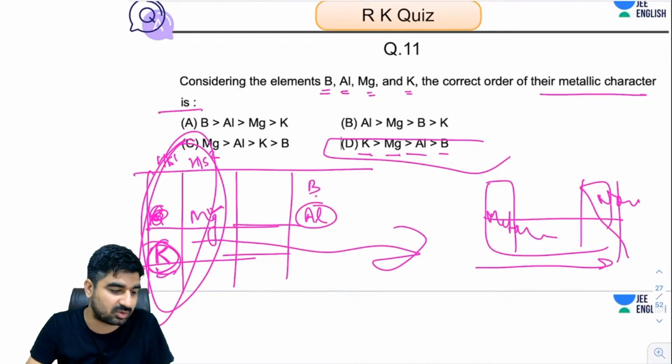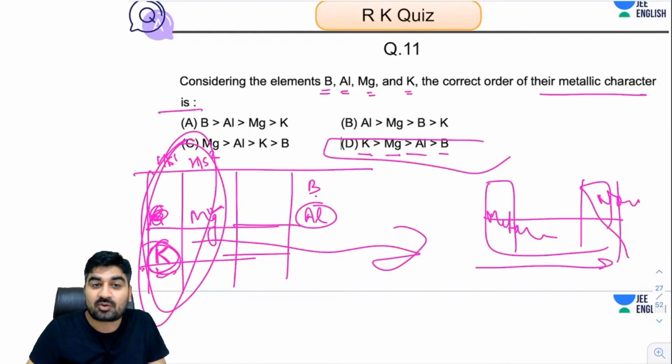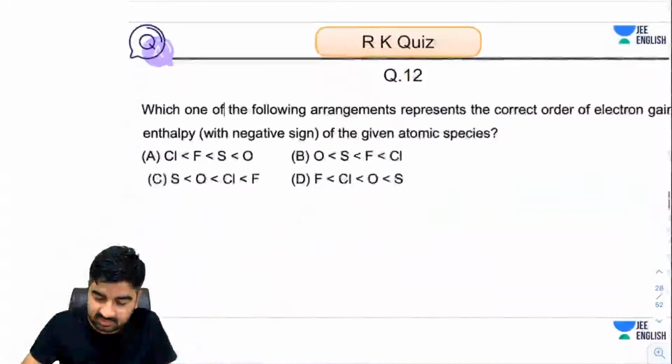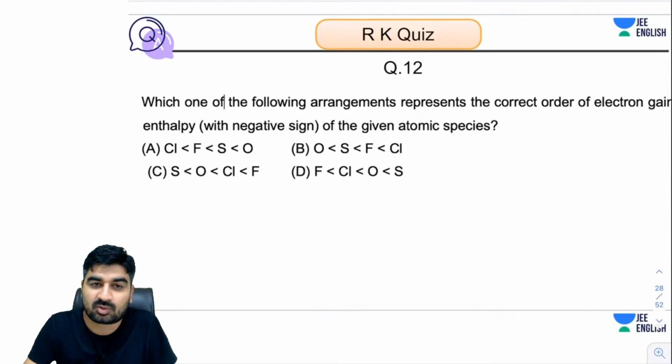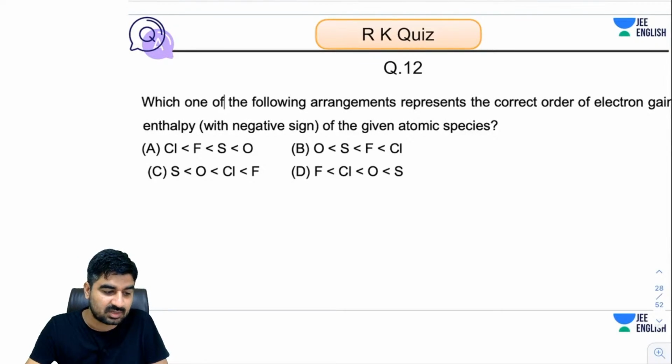Next chapter will be mole concept. Next chapter will be mole concept after the periodic table. We will take mole concept, concentration terms, iodometry, everything. Don't worry. So now the next question on your screen is this one. Solve it. Mole concept, a very important topic. We will do it with very simple problems and then increase the level. Just solve it.